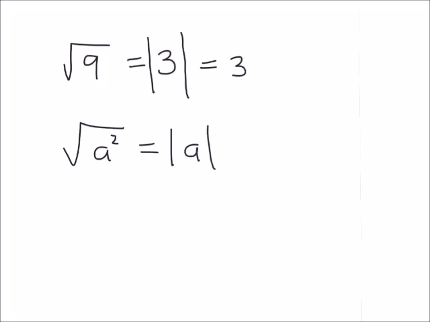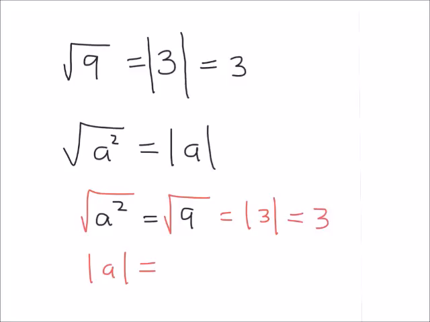So let me give you an example. Here we have a squared equals 9. Well, if a squared equals 9, then in order to find out what a equals, we simply take the square root of both sides. Since we take the square root of a squared, the definition of that is that it will equal the absolute value of a. And we also know that the square root of 9 is equal to the absolute value of 3, which indeed equals 3. So now we know that the absolute value of a equals 3. Therefore, a can equal plus 3 or a can equal negative 3. So this is where we get that nomenclature where we would say a equals plus or minus 3.